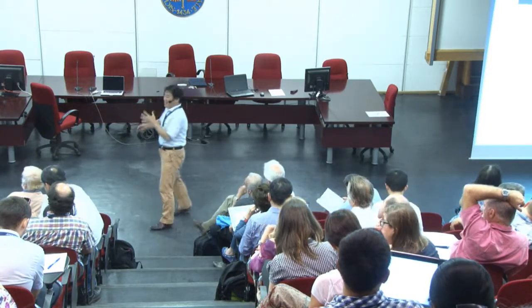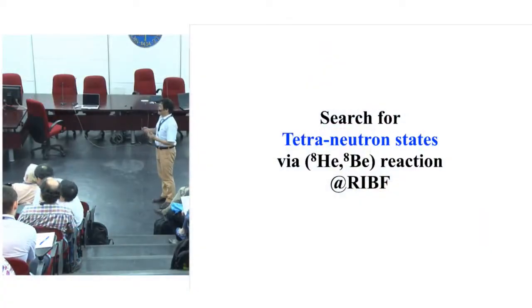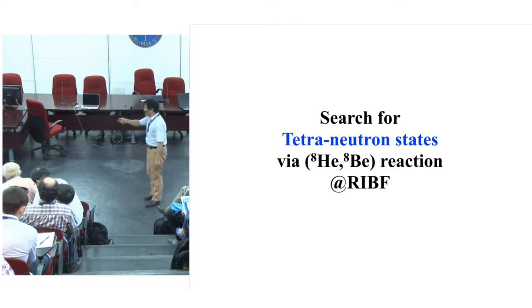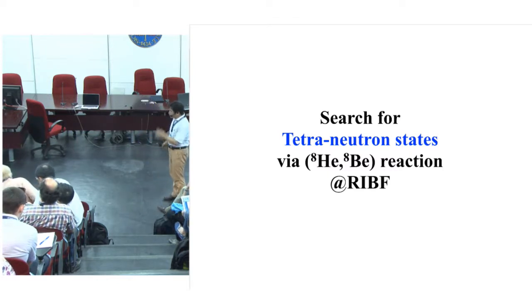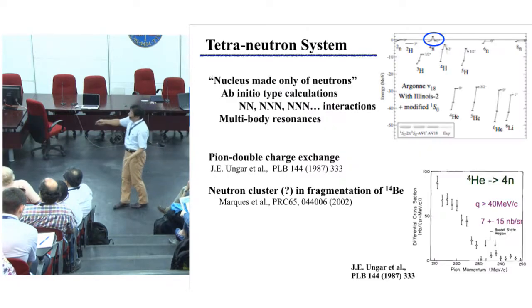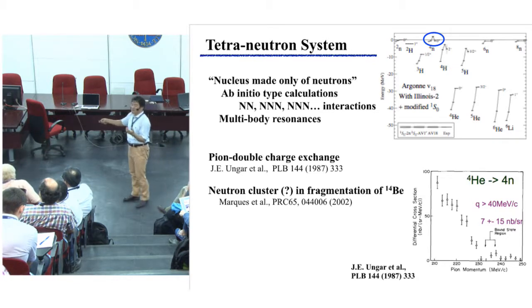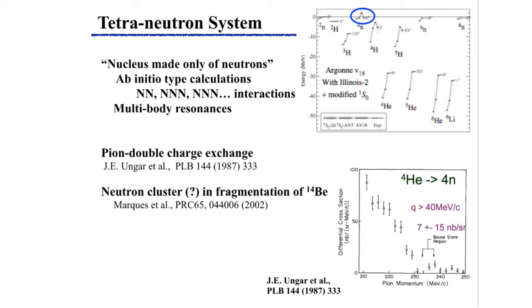Now let me go to the next physics case. It is a tetraneutron state. It is more exotic, which can be probed by the helium-8, beryllium-8 reaction, which we have done. Maybe it is needless to discuss much about what a tetraneutron state is. It is made of only neutrons, and some theories predict there could be a resonance state. People tried to discover the tetraneutron state by the pion double charge exchange reaction almost 30 years ago, but they couldn't find a clear signature corresponding to the tetraneutron state.